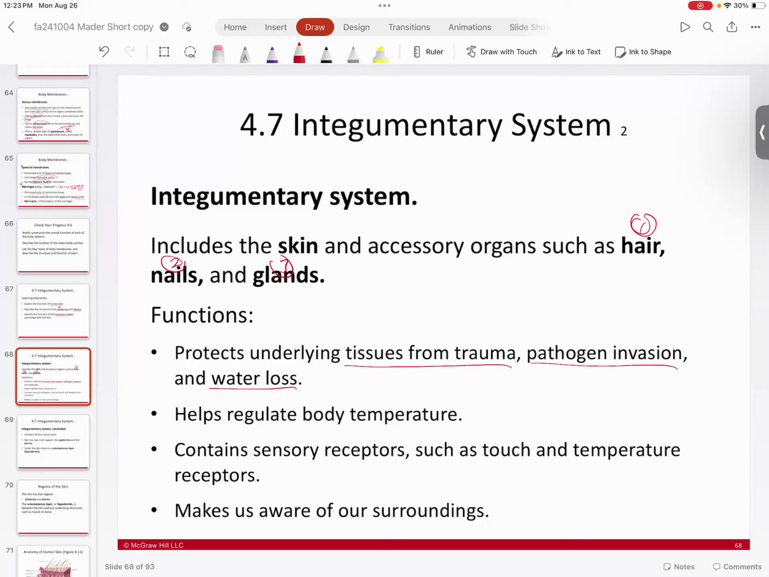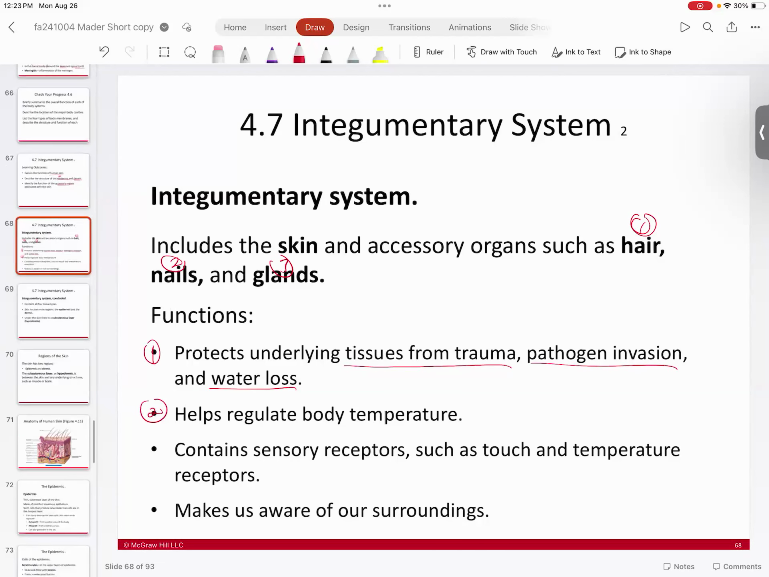It also allows you to regulate body temperature. So this is another one that people oftentimes don't really think about, but this is a really huge one. Sensory reception. So there's a lot of receptors in your skin, touch, heat, things like that, that allow you to be able to interface with your environment. As a matter of fact, it is the main way that you can interact with your environment and sort of discern the nature of your environment. And of course, by that, it makes us aware of our surroundings.